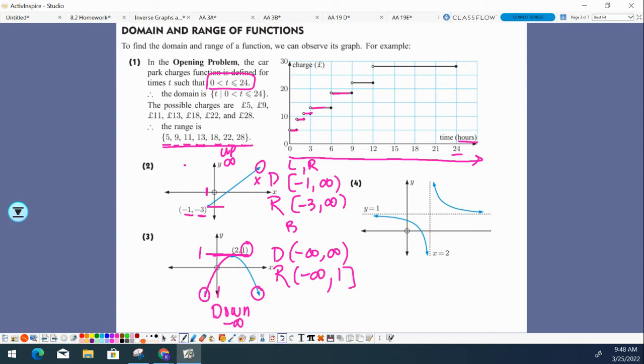So I think it's really helpful to think of your domain. Domain is from the left to the right. The range is the bottom to the top. Once you get that firmly in your brain, it helps a lot.